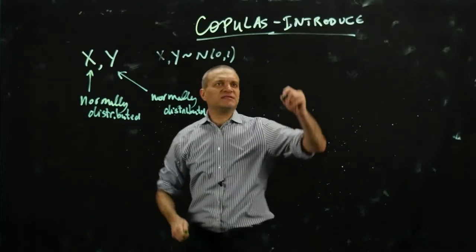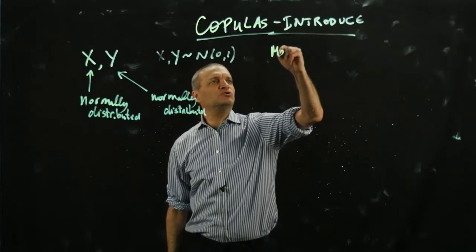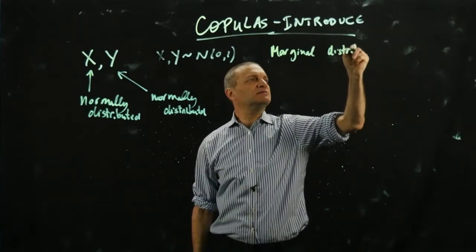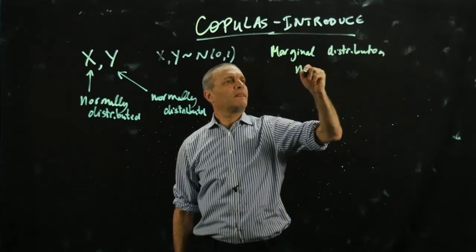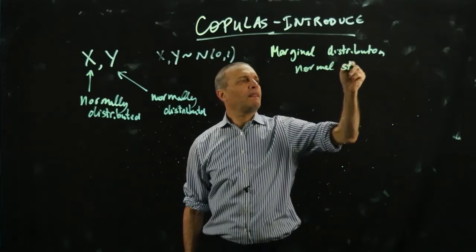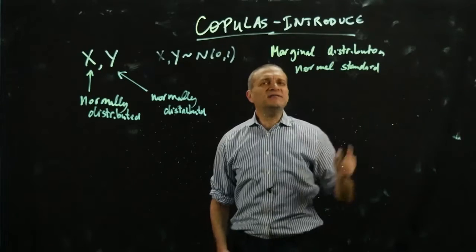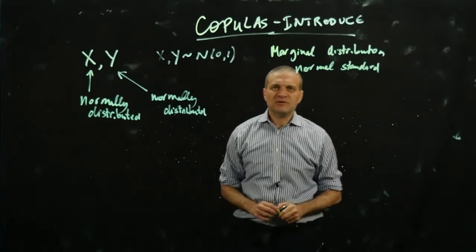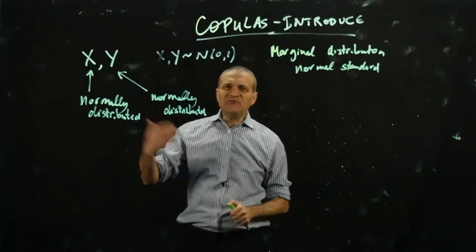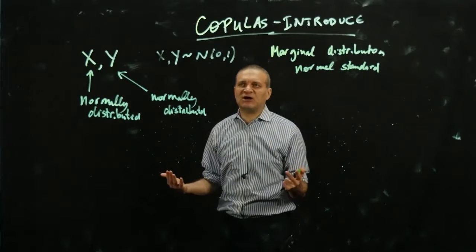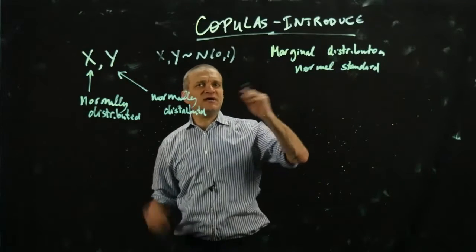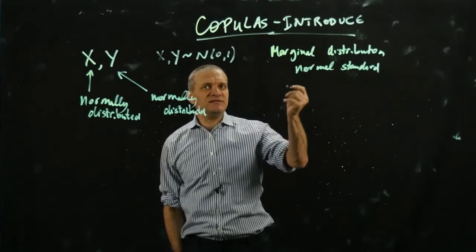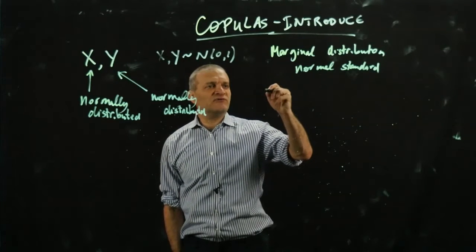So the fact that they each have a marginal distribution which is standard normal doesn't guarantee what their joint behavior will be. So for example, if we think about Gaussian copulas, we assume that their joint distribution, how they behave together, is going to be given by some covariance matrix.